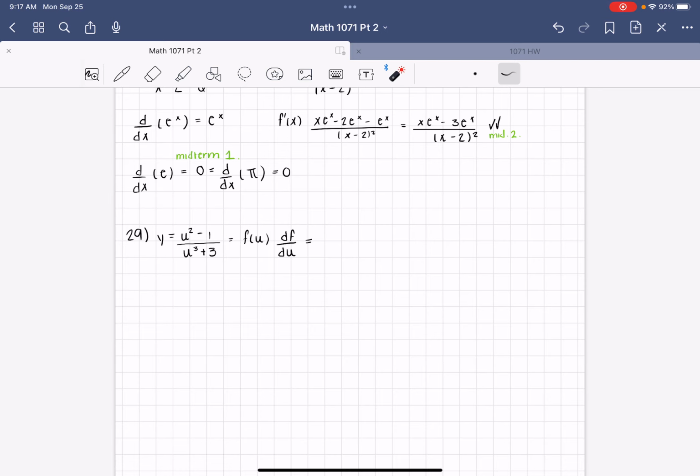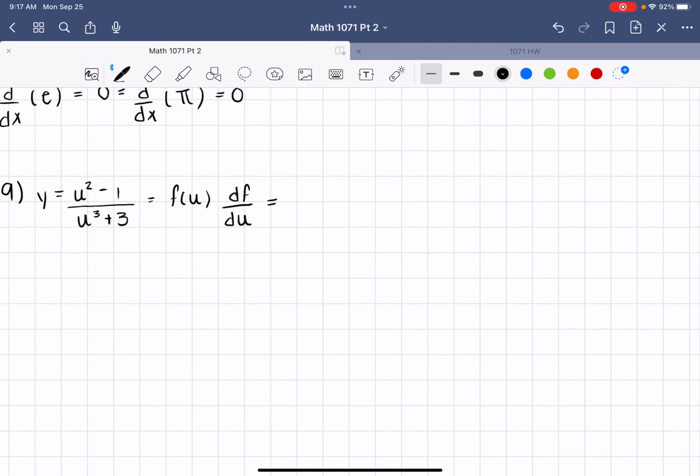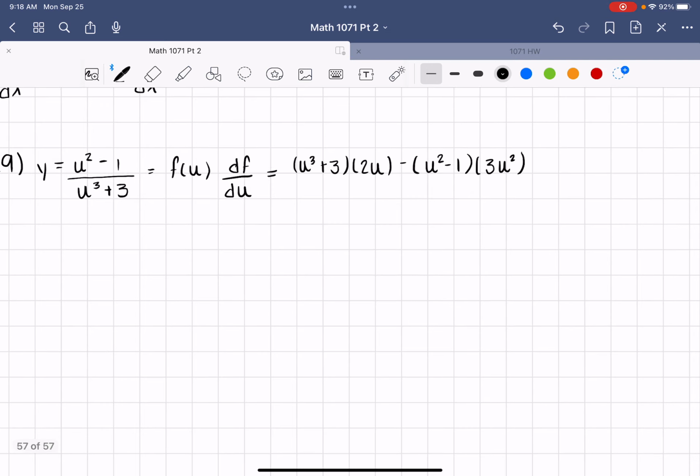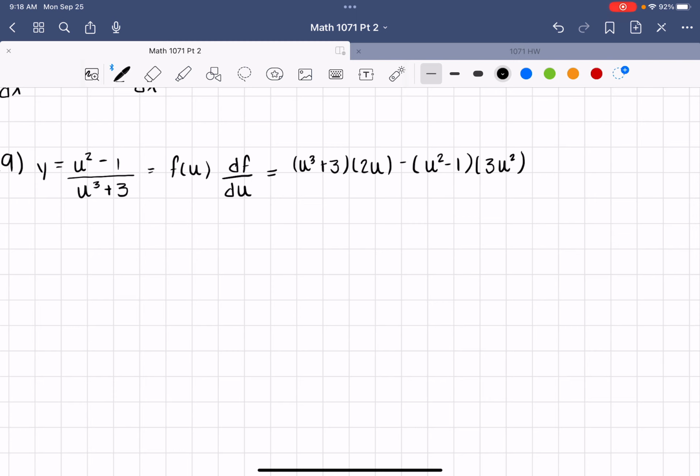Let's deal with it. Denominator times the derivative of the numerator, u squared goes to 2u, and the derivative of negative 1 is 0, minus numerator times the derivative of the denominator. Well, u cubed goes to 3u squared, and the derivative of 3 is just 0, over u cubed plus 3 quantity squared. Is that okay with everyone?